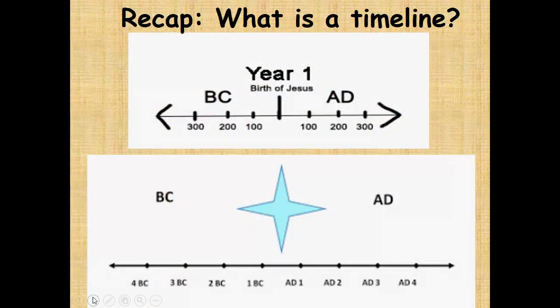So recap, what is a timeline? So this is a timeline and here are the dates. And on the timeline, you would record or put all the important events. So here is the birth of Jesus Christ, and anything before Jesus Christ is called BC, and anything after Jesus Christ is AD. Here again, you've got another timeline, and the star means Jesus Christ was born here.